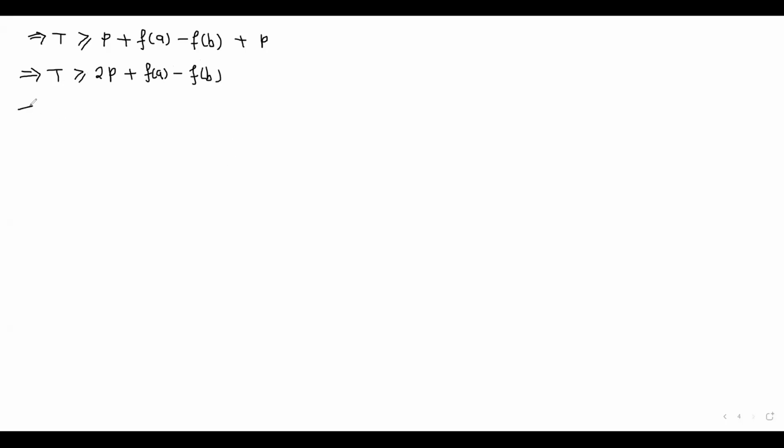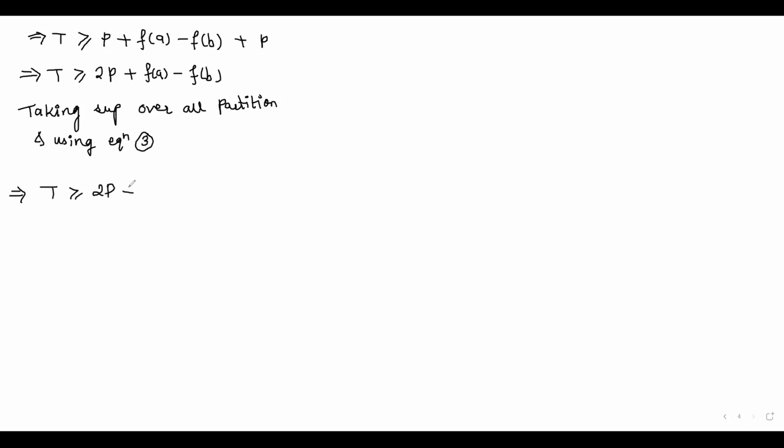Now taking supremum over all partitions, and using equation number 3, this implies that this total variation is greater than or equals to 2 times P plus N minus P. So this implies this capital T is greater than or equals to 2P minus P, which is P plus N. So let this be number 4.